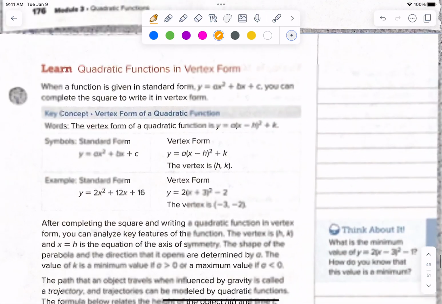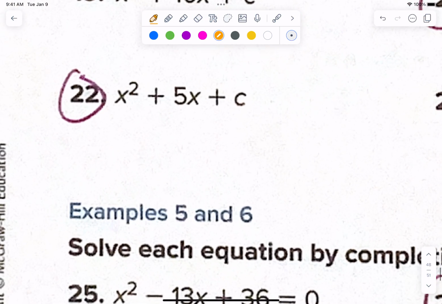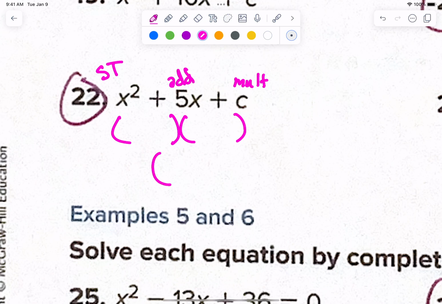All right, let's do a homework problem. Number 22, right here. This is just finding the value of C. This is a simple trinomial. I want to know what I can multiply together to give me C, but when I add them give me 5. What two numbers add together to give you 5? 2.5 and 2.5. So this is x plus 2.5 squared.